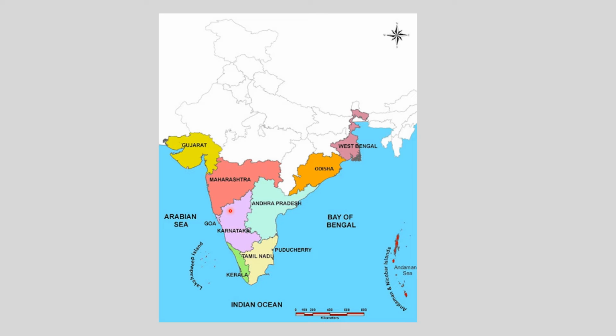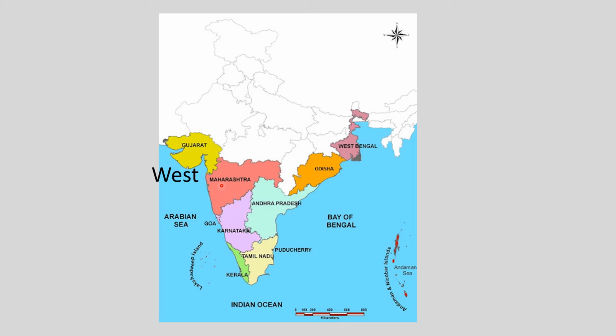Now in this map of India, you can see the bottom part of it. It's all blue here. Blue shows that it is the sea. All this is the sea. To the west of India, we have the Arabian Sea. It is called the Arabian Sea. All this water here is the sea.